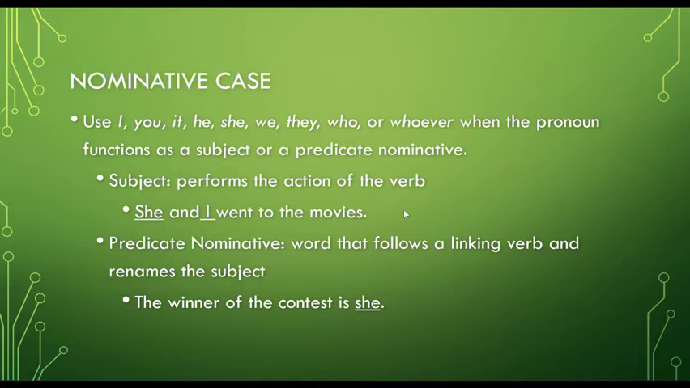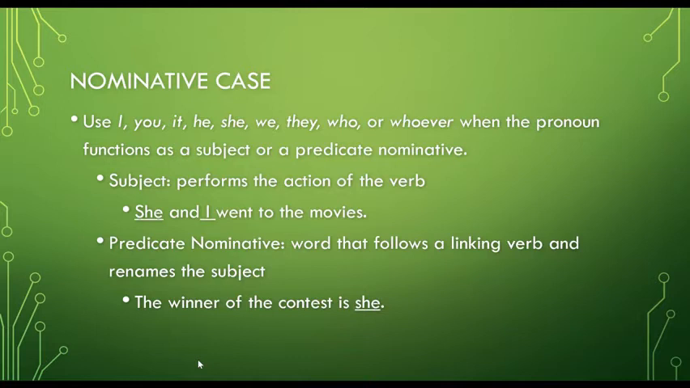So when we're looking at this sentence, "She and I went to the movies," I like to look at, okay, where's my verb in the sentence? Immediately I'm seeing the action is "went." Because the action is "went," now I want to see who or what is performing the action. It looks like she and I are performing the action in this sentence. Thus I know she and I are the subject of the sentence.